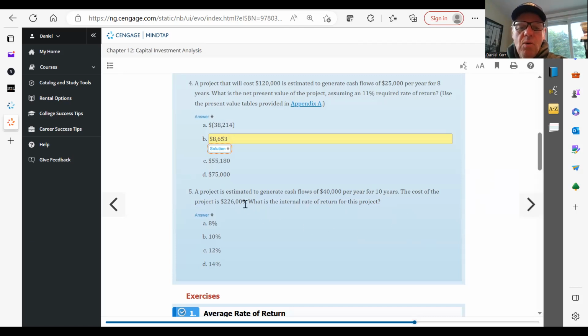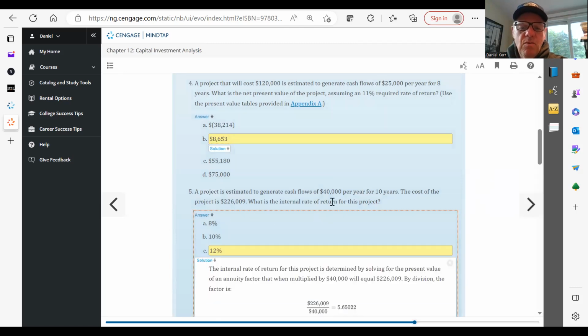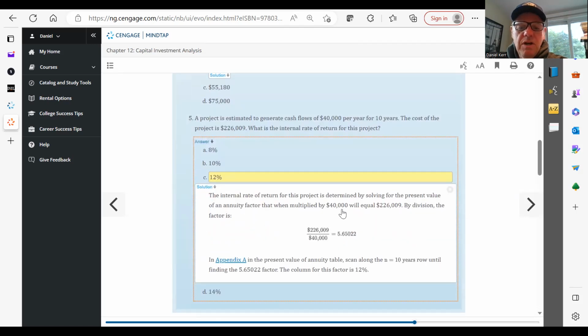So the project costs $226,000. And the future cash flows are $40,000 for 10 years. So what we do here is there's the cost of the project, $226,000. There is the present value, and that's a series of payments over 10 years. And we have to solve for the interest rate. So the number that we get is 5.65022.